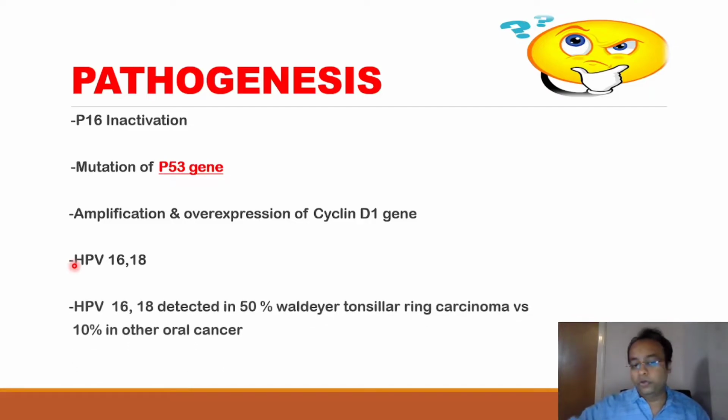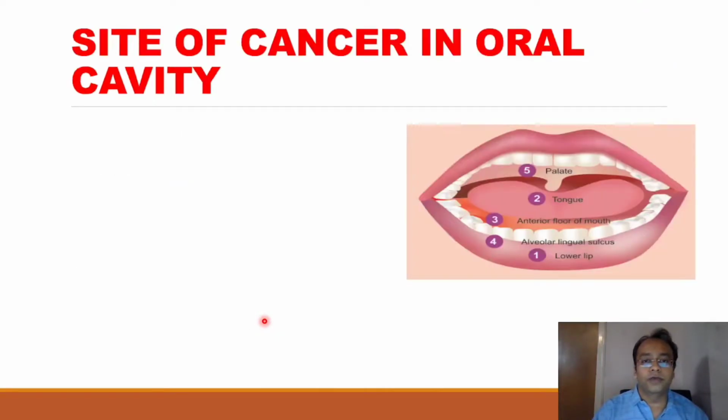All right. So, HPV 16 and 18 are detected in 50% of Waldeyer's ring tonsillar carcinoma, while in other oral cancers it is only 10% positive, right? Less than 10%. So, if the patient develops Waldeyer's ring tonsillar carcinoma, then the chances of HPV positivity are higher, right? So, this is about the pathogenesis of SCC.